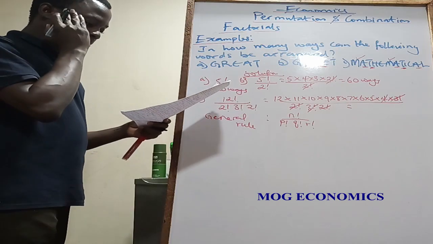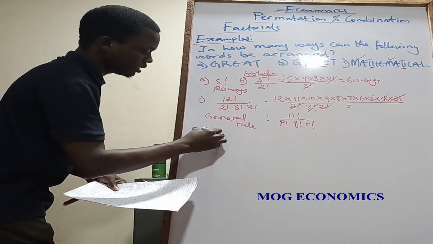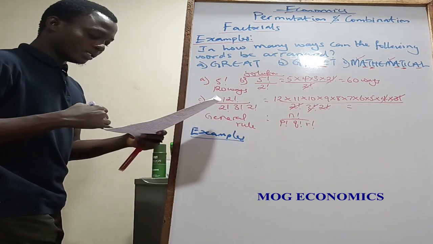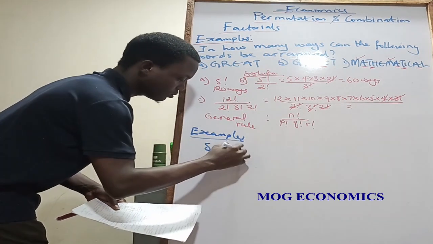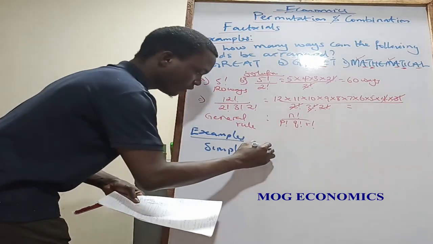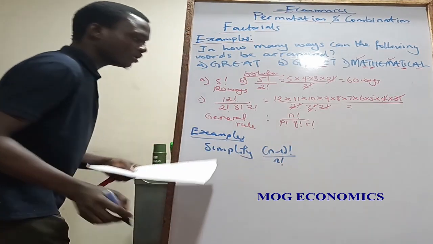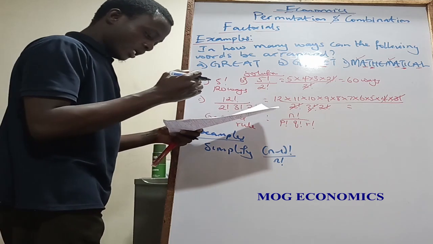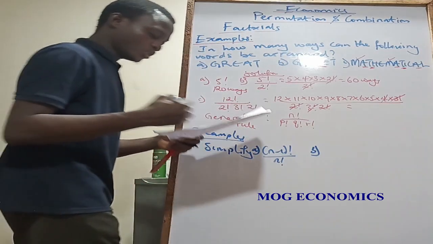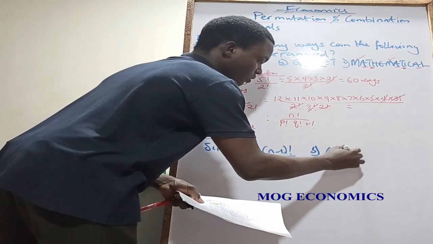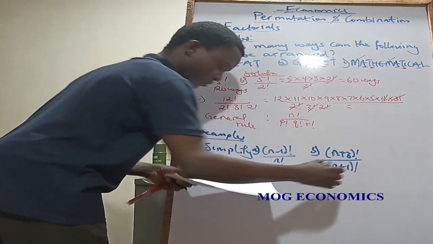So let's look at this. This is a different partial example, other examples. So in this particular instance, simplify: n minus 1 factorial divided by n factorial, right? That is A, and the other one is B. We have n plus 3 factorial divided by n plus 1 factorial.